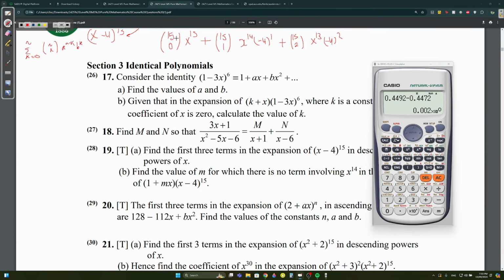15c0 is 1, so it's going to be x to the power of 15. 15c1 is going to be 15. Obviously, it's 15. 15 times negative 4 is going to be negative 60. So it's going to be negative 60 x to the 14. Then 15c2.